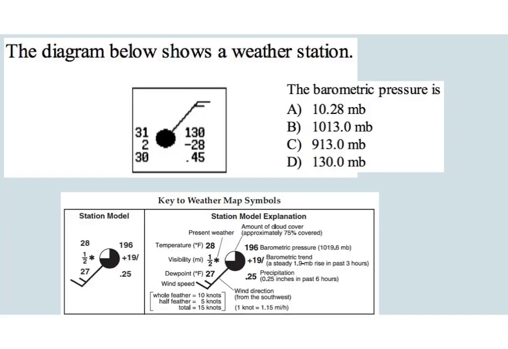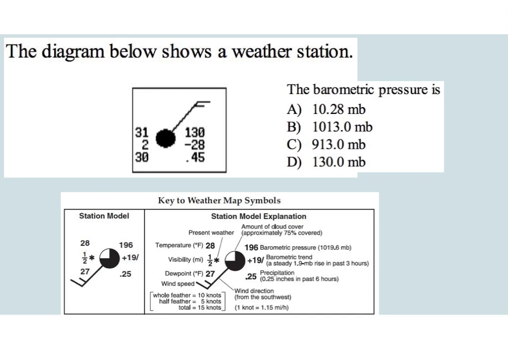Okay, here's another one to try. The diagram shows a weather station. The barometric pressure is A, 10.28, B, 1013.0, C, 913.0, or D, 130.0 millibars.